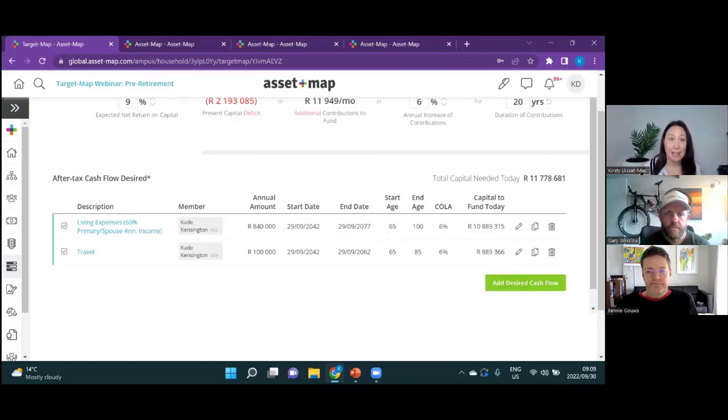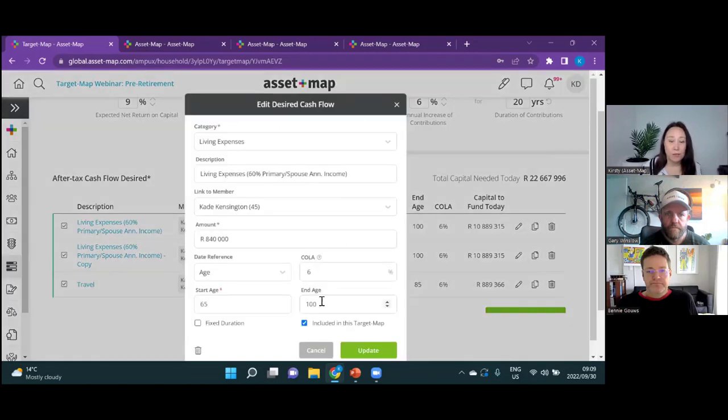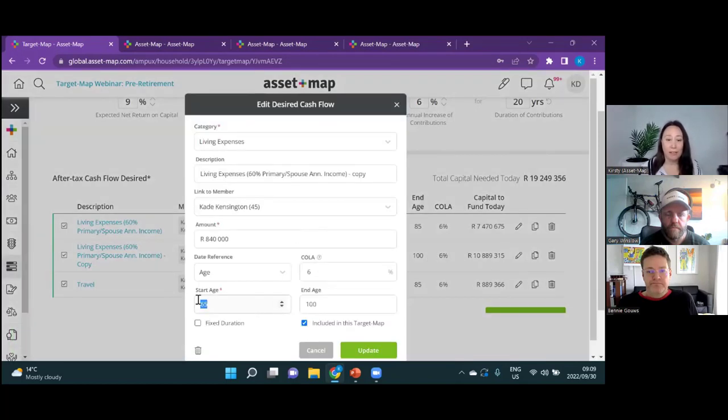I could add that as a desired cash flow, but this new feature came in a few months ago where you can actually copy that line item. So in this case, I can click copy, it clones that line item, and I can then edit it. Say this one at 840 is going to stop at age 85. And I can say the second line item is going to start from age 85 till 100. So in here, I can change the amount and say that for that time period, 50,000 a month will be enough. I can call this later life retirement income as an example, or whatever I would like to name it.